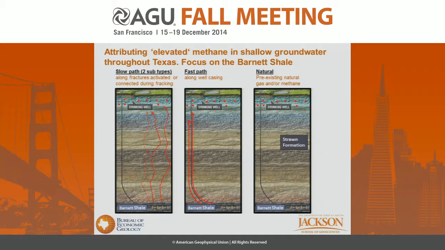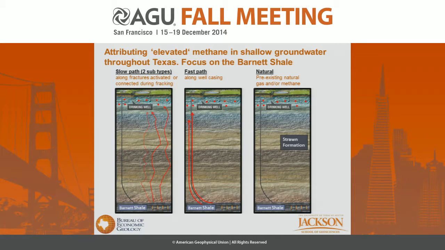The next scenario is the fast path, and it's probably likely in more scenarios where there is observed contamination. Somehow this methane or natural gas is percolating up a well casing, whether it's a poor well casing, a poor cement job, or just a higher permeability along that well casing. So that's the sort of fast path.